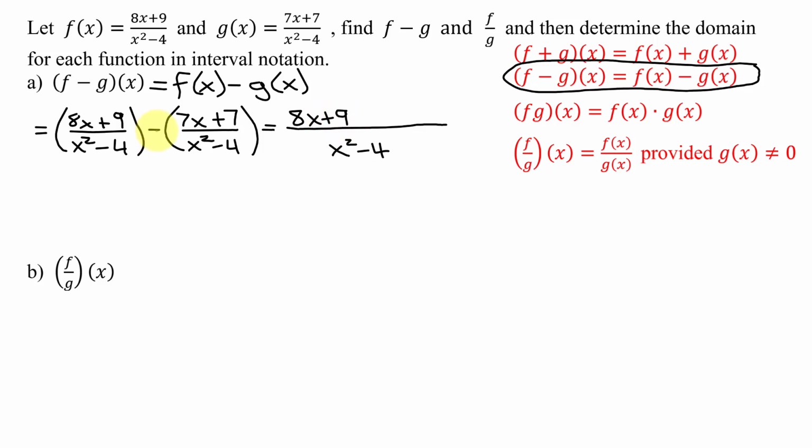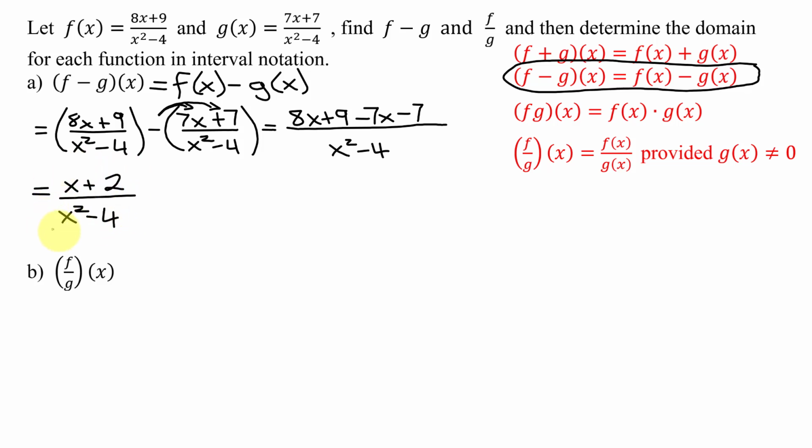But now be careful, in this one, I'm going to have to distribute in that negative into that parentheses. That's why these parentheses were very important. So when you distribute in a negative, you're just going to change both the signs. So I'm just going to get negative 7x minus 7. Now I have like terms in the numerator. So I have 8x minus 7x is x, and then 9 minus 7 is plus 2, all divided by x squared minus 4. Can I reduce anything?